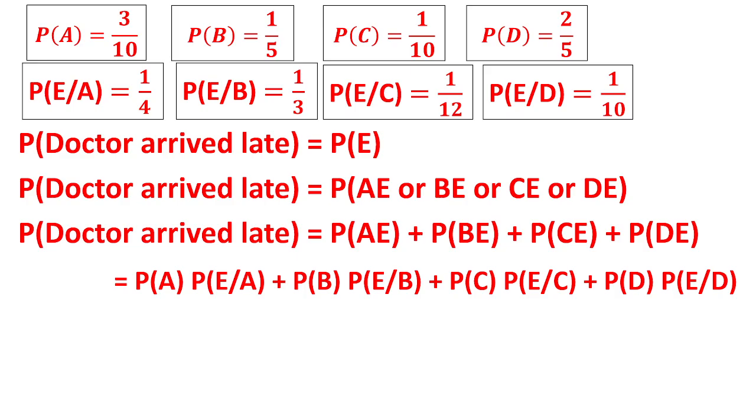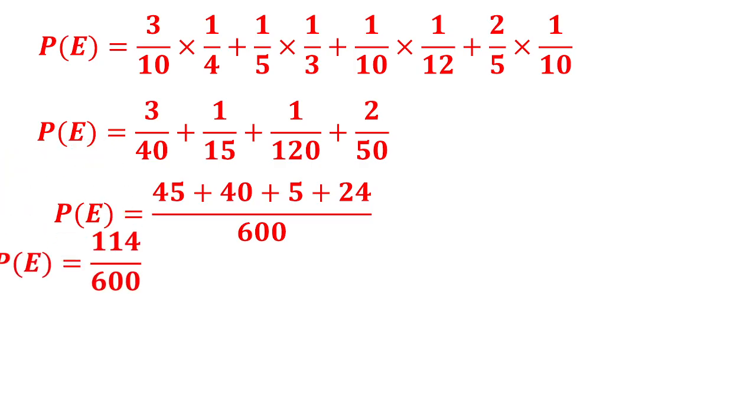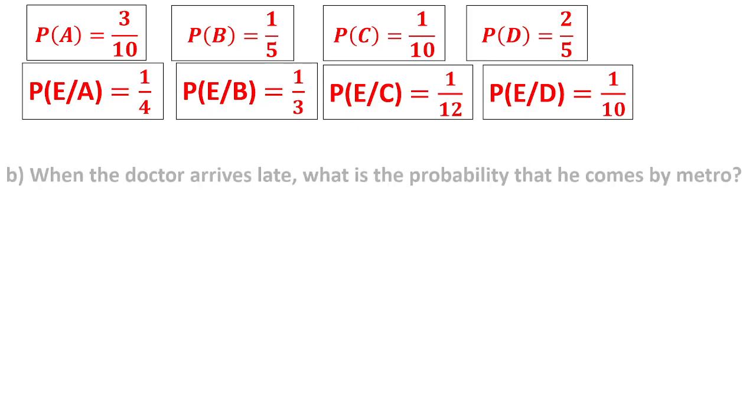Now all the numbers are there with you. Just simply substitute them. You have to take the LCM. 600 is the LCM. Therefore the answer is 19 by 100. You can leave it as 114 by 600 also. Now the answer is 19 by 100. These answers are given to you now.